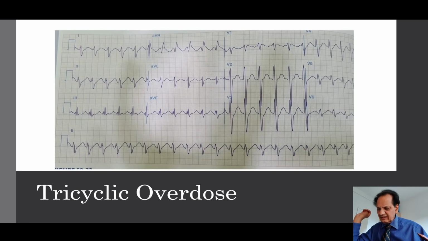Tricyclic antidepressant overdose is seen in AVR with a QT prolongation, with a sinus tachycardia, anticholinergic effect, tricyclic antidepressants and cocaine abuse. These two things must be kept in mind. Never forget them.